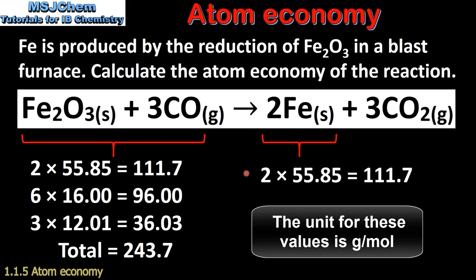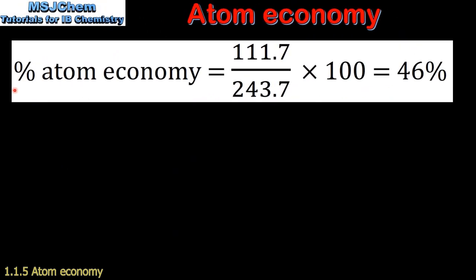Next, we find the total of the molar masses of all the atoms in the desired product, which in this case is iron. So that's 2 multiplied by the molar mass of iron, which is 55.85. And this gives us 111.7. Next, we'll use the equation to calculate the percentage atom economy.